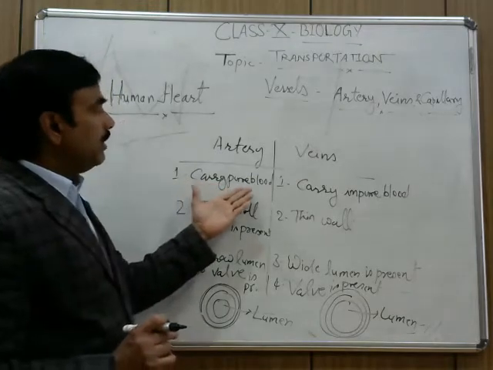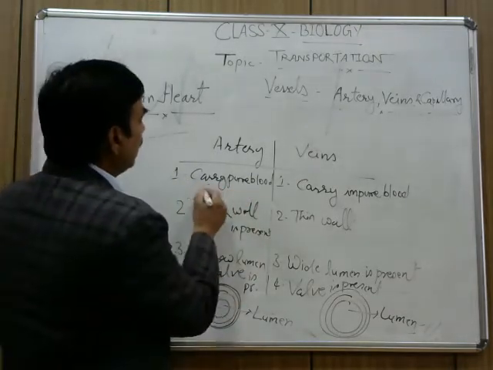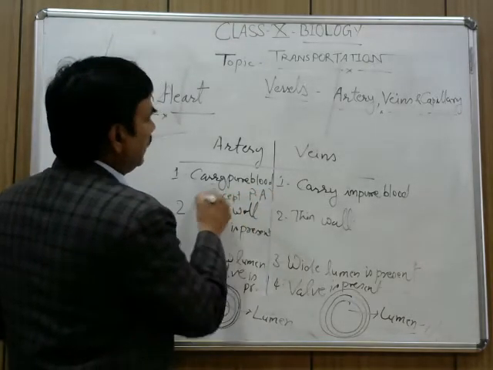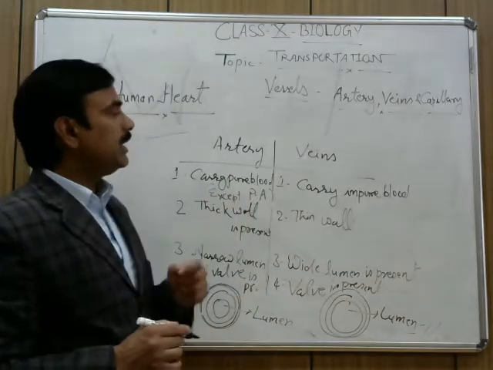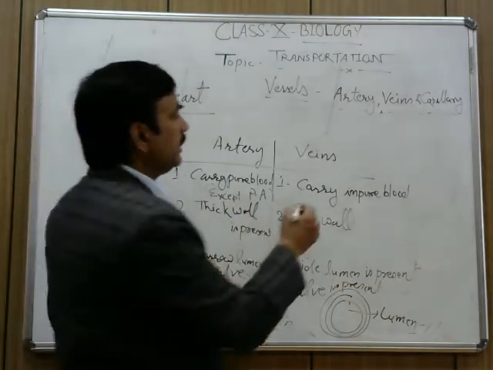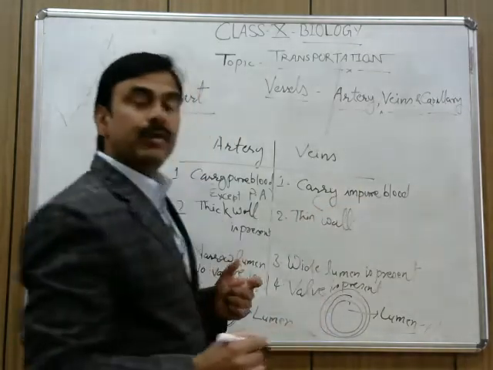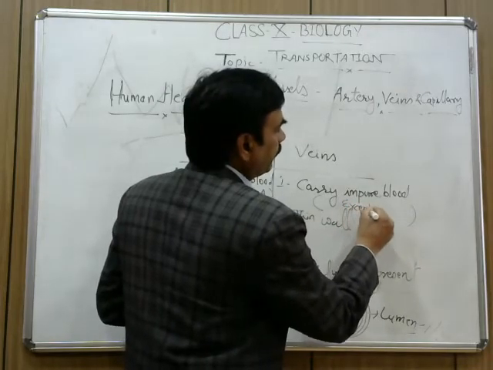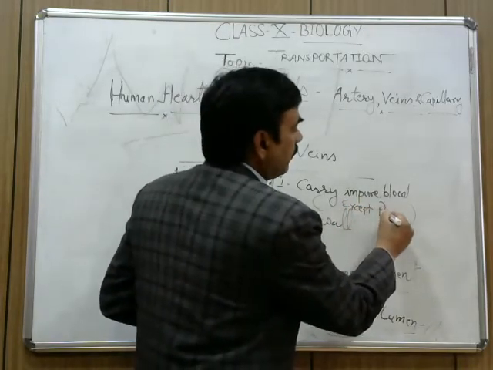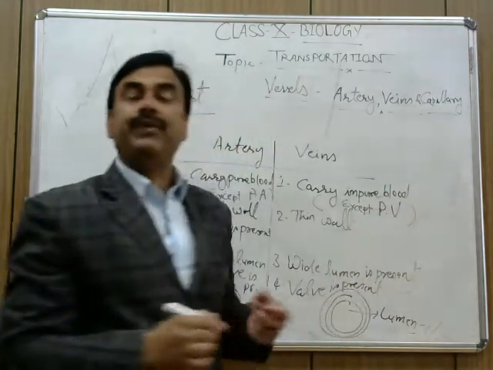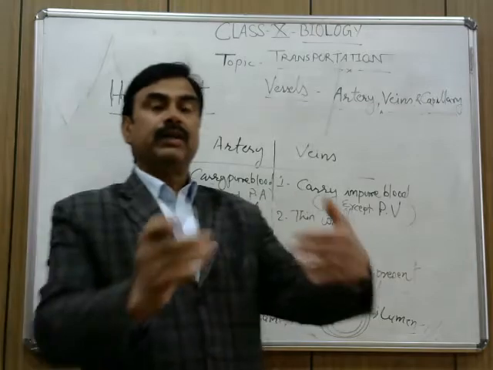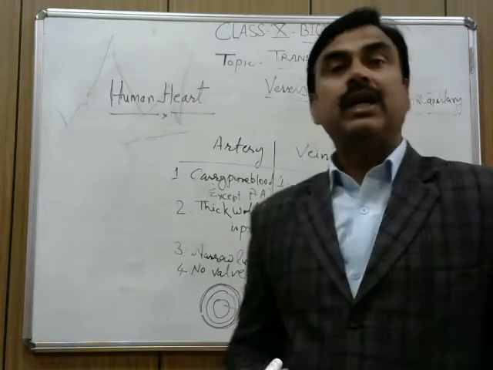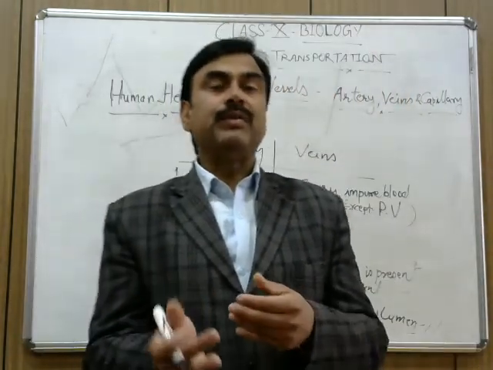The number 1 is, arteries carry pure blood, except pulmonary artery. I am going to write it in the short form, and veins carry impure blood except pulmonary vein. I'll tell you when we discuss transportation in the human heart what is the pulmonary artery and what is the pulmonary vein. It is between heart and lungs only.